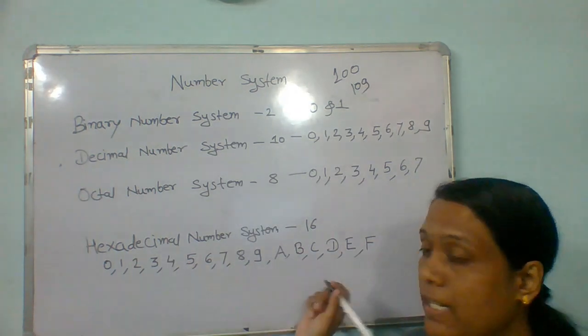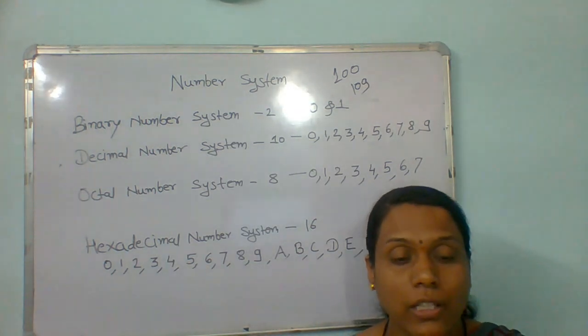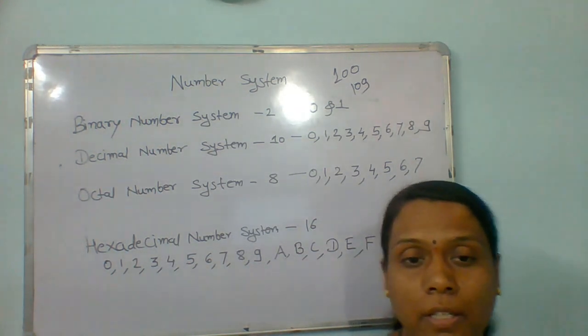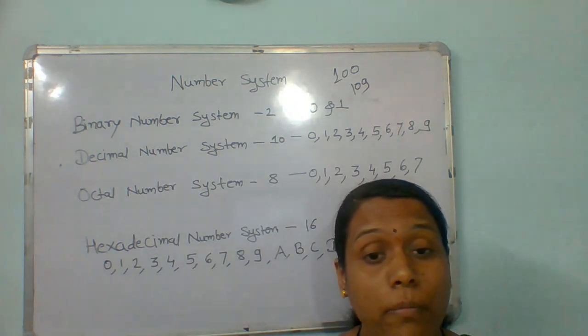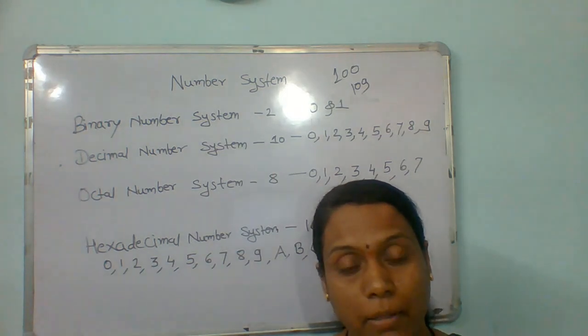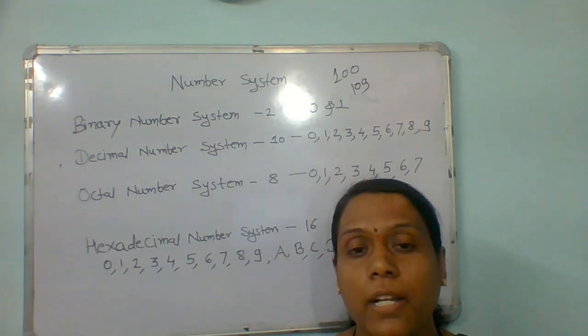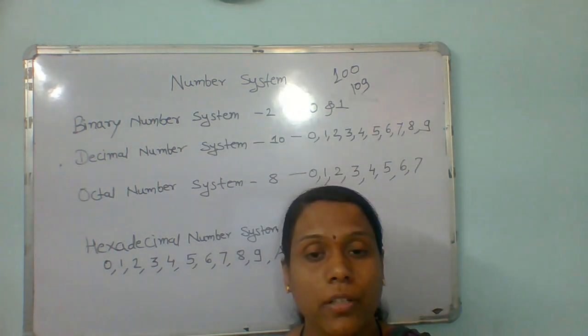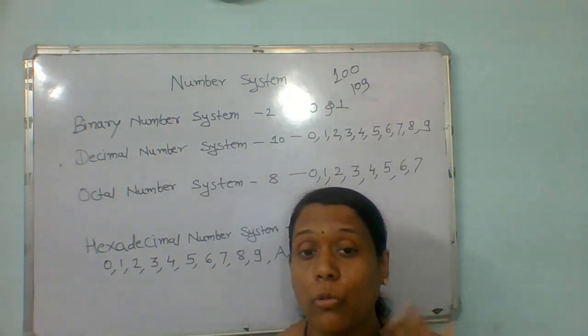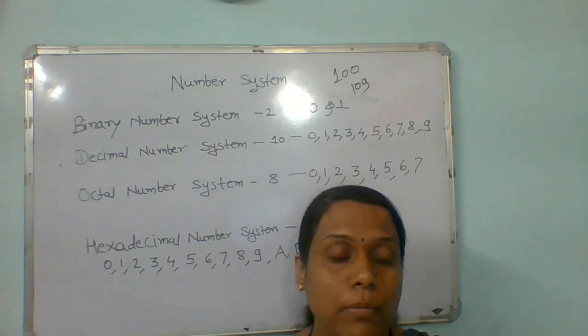And the hexadecimal number system. So by using these number systems, we will form the number. Symbols will change, but the value of that number remains the same. 100 is 100, 9 is 9. So this is just an introduction about the number system. Now we are going to learn conversion of the number system.